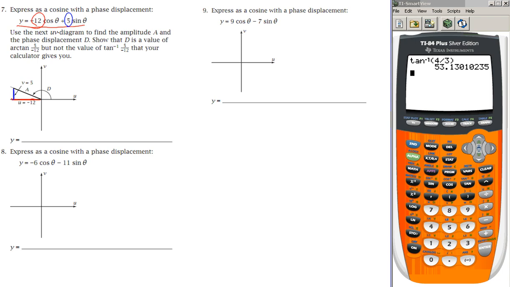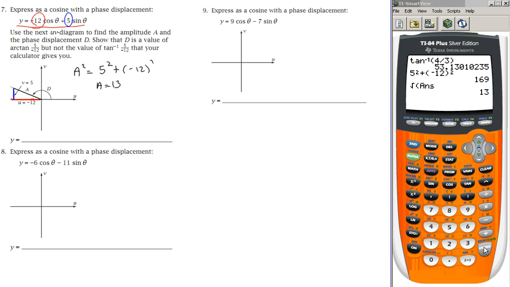So let's use the Pythagorean theorem to figure out what the amplitude of this is. So I know that A squared is going to be equal to 5 squared plus negative 12 squared, which you may actually know this is a Pythagorean triple, but let's go ahead and do it on our calculator just in case. 5 squared plus negative 12 squared is equal to 169. The square root of that is 13. So this is equal to 13. So that's my amplitude.